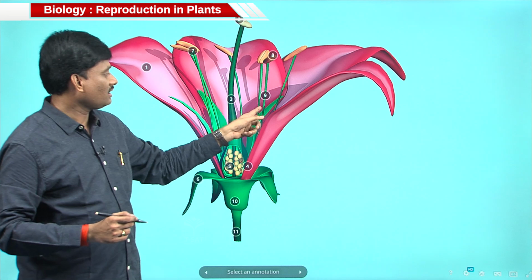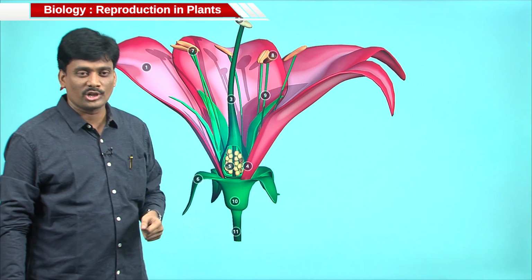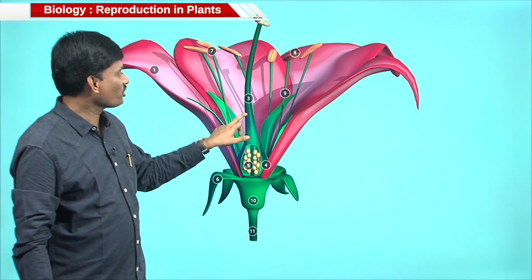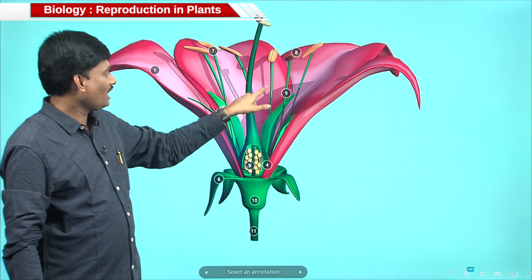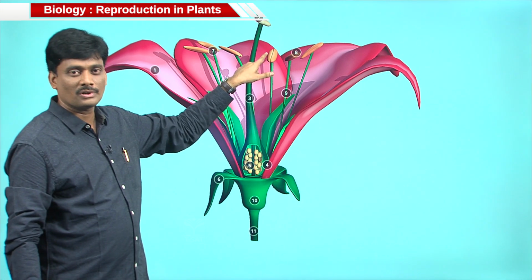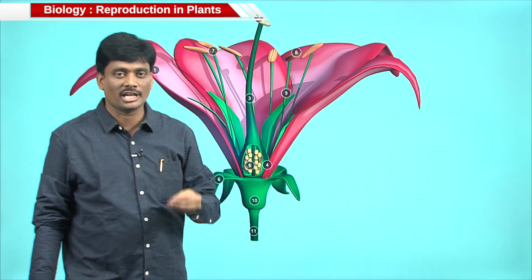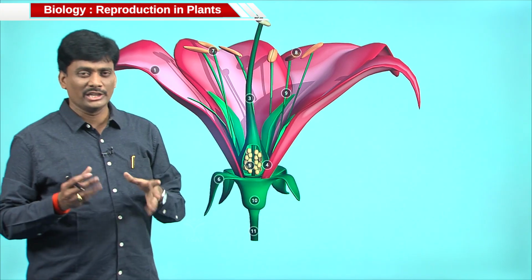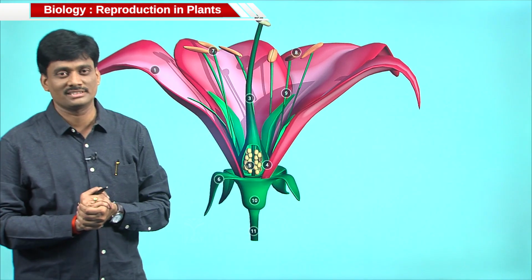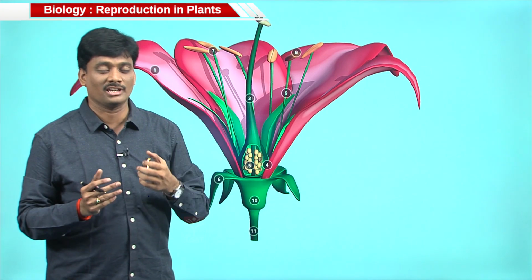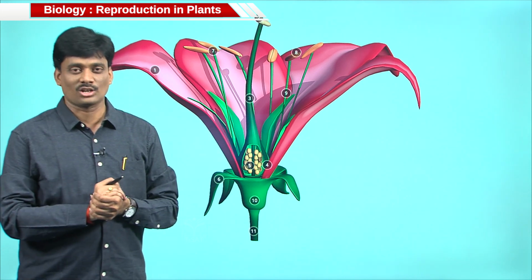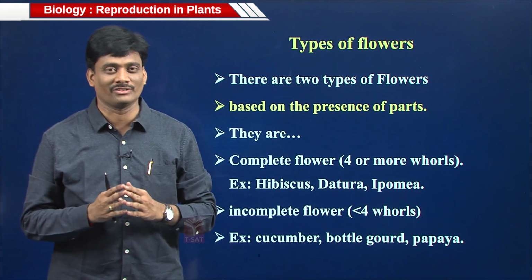here you can see the stamen, nothing but the male reproductive part, also called the androecium. This is the structure here, this is the filament part, and here you may observe the anther. And upon the anther you are able to observe small minute yellow colored powder-like substances, said to be pollen grains, and these pollen grains are very important for the purpose of pollination. This is regarding the structure of the flower, and now the types of flowers.